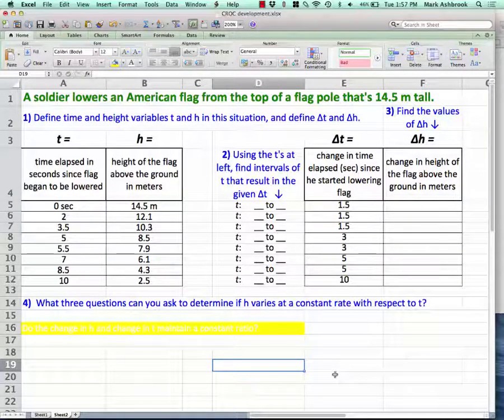So a soldier lowers an American flag from the top of a flagpole that's 14.5 meters tall. That's our scenario, okay? So we're going to spend 20 minutes on this from this one sentence. In your homework, you may get one sentence. You're not going to get all this hand holding. I'm going to hold your hand through this whole process, lead you through and guide you on how to approach this. Where the rubber really hits the road is if you can have a situation like this and take the initiative to do an analysis like this and apply what we're learning about constant rate of change, okay?